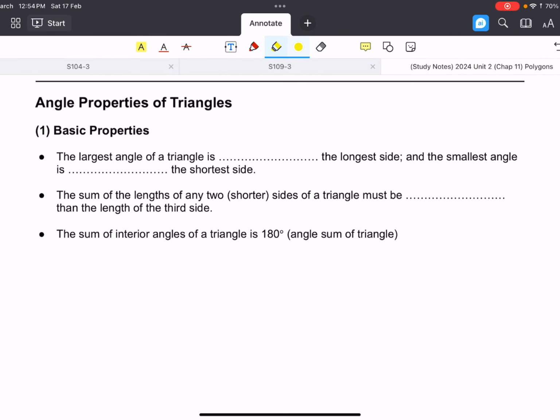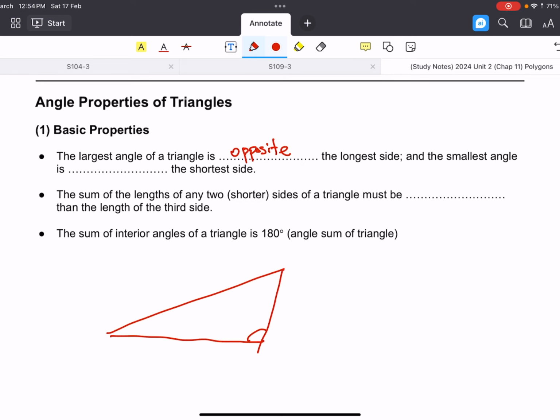So let's get some of the basic ideas. The largest angle of a triangle is opposite the longest side. You can test it out. In any triangle that we draw, the angle that's opposite the longest length corresponds to it. And the inverse is also true. The smallest angle is opposite the shortest side. This is a fact that is established quite easily, regardless of how you draw a triangle.